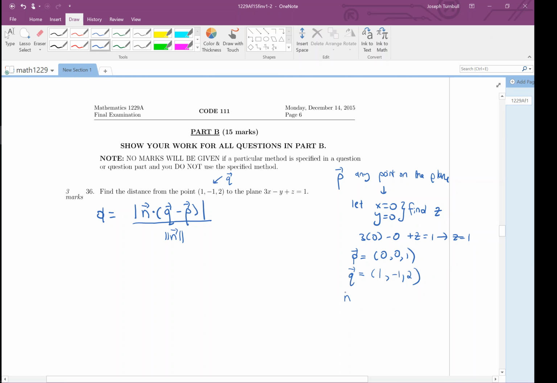And then n, the normal vector. We get the normal vector for the plane by stripping out the coefficients in the normal form expression for the plane. So the x coefficient, 3, comma the y coefficient, minus 1, and the coefficient in front of z, positive 1. 1 times z there.